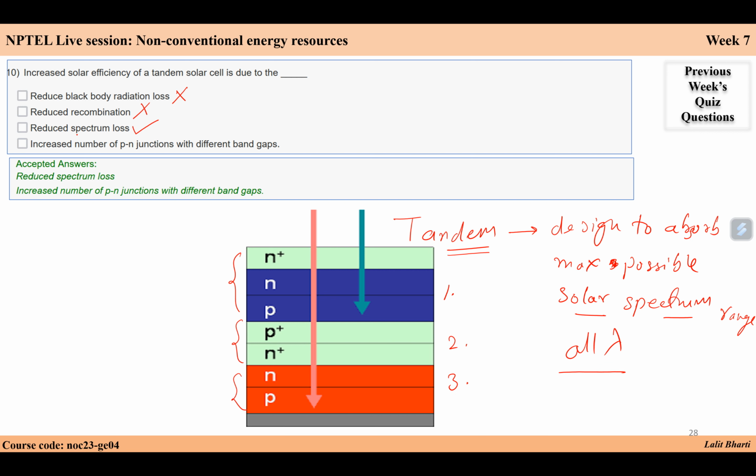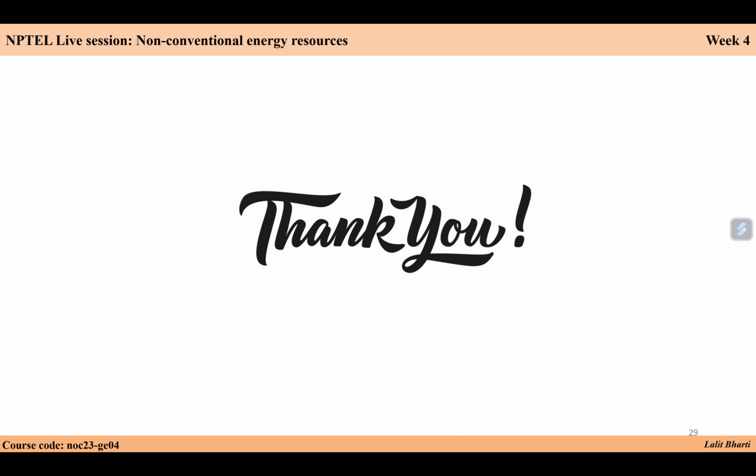And the fourth option is an increased number of PN junctions with different band gaps. That is correct for a tandem solar cell because they have multiple PN junctions with different band gaps. By that they will absorb almost all of the solar spectrum. So options third and fourth are correct. This was the last question of the week 6 quiz.